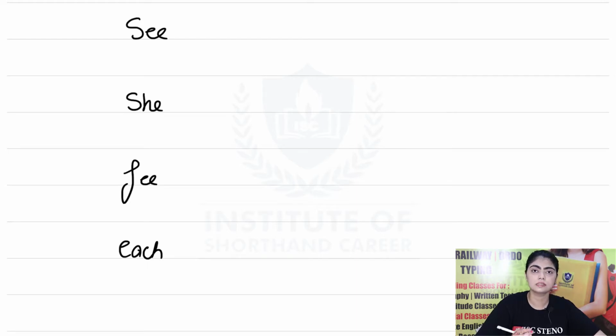So let us see the words. The word is see, S and E. You just have to make an S like this. After S, the E sound is coming. So place the heavy dot over here. See.